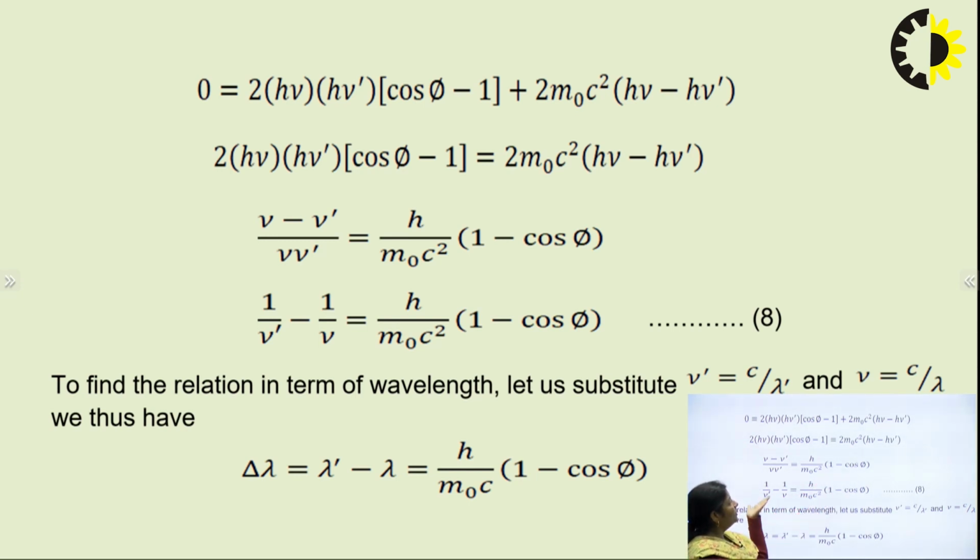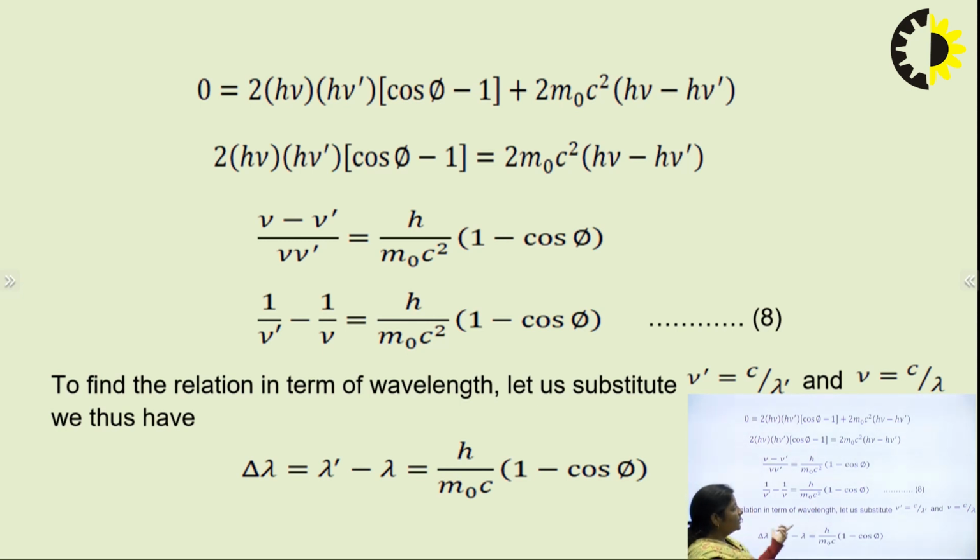You can see now we have obtained a much more valuable result, a result which we can at least relate, because here it is frequency and it will not take us much time to convert this result into wavelength. That was our aim. We wanted to study the difference between the wavelengths, the exact relation between the scattered wavelengths. So once we have obtained the expression for frequency, by equation 8, this is 1 by nu dash minus 1 by nu is equal to h upon m naught c square times 1 minus cos phi.